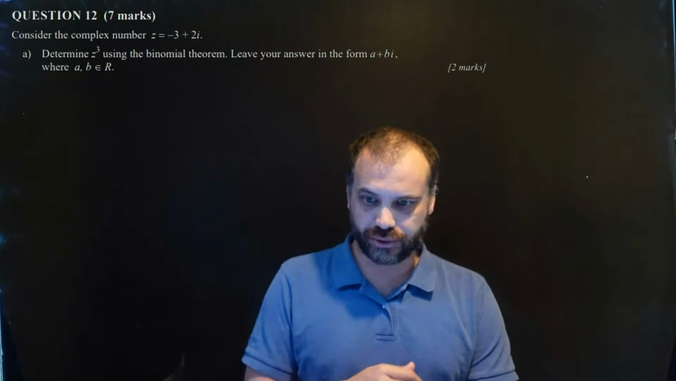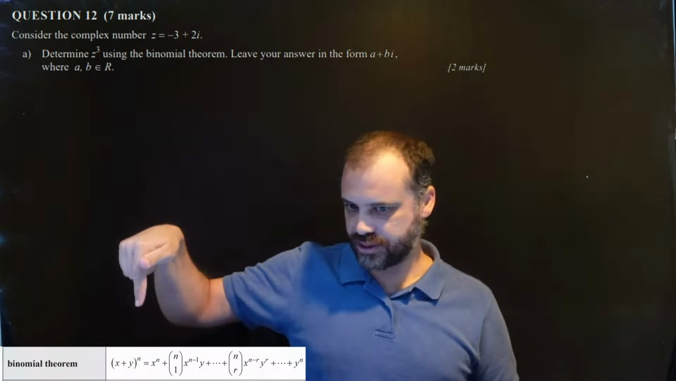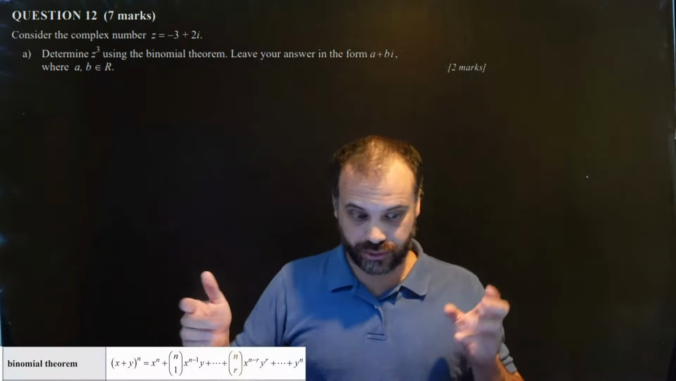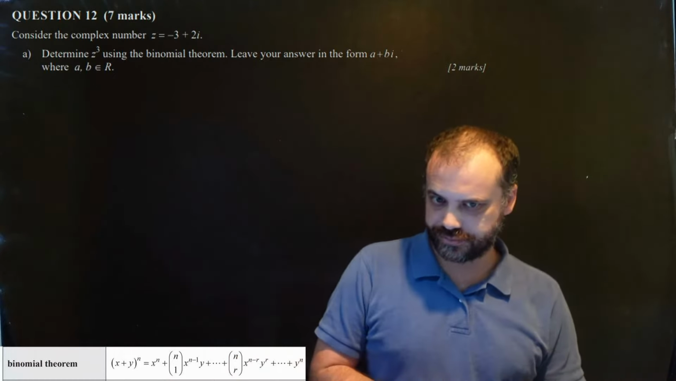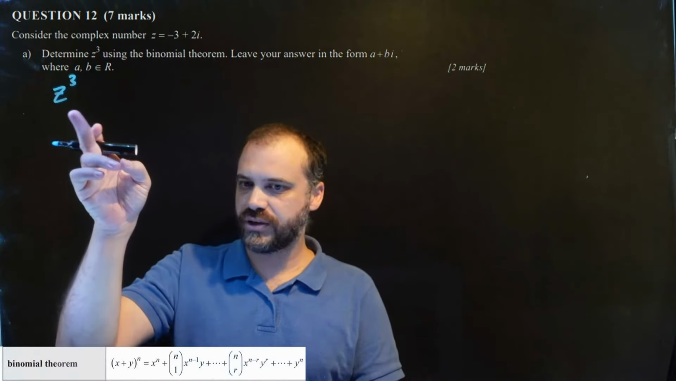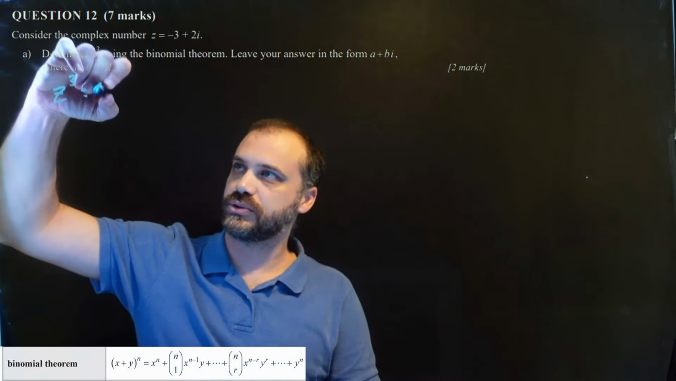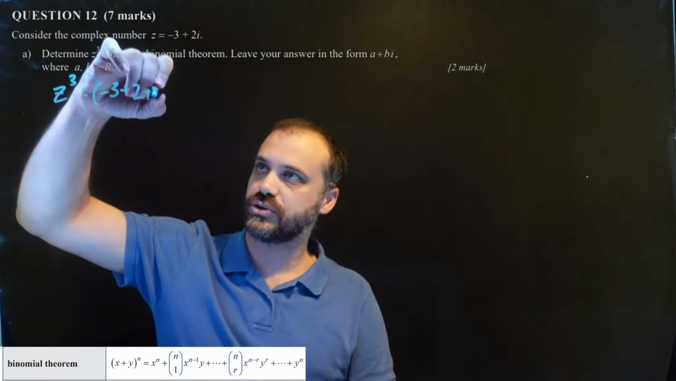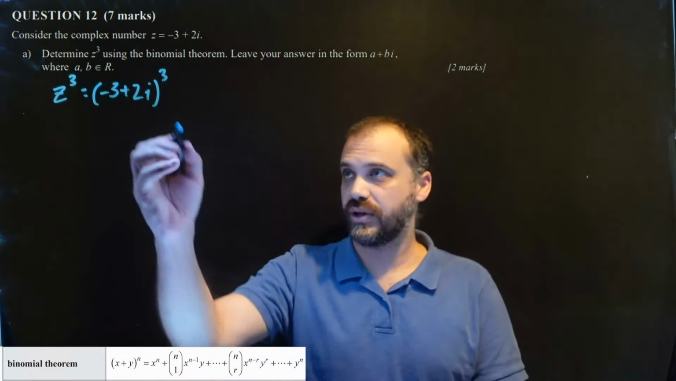So what's the binomial theorem? Well, it's sitting on your formula sheet, right down here. It's a way to expand a set of brackets and know what all the terms are quickly, instead of doing the full expansion. Now in this case it says figure out what z cubed is using the binomial theorem. So z cubed is equal to negative 3 plus 2i, and we're supposed to be cubing that.